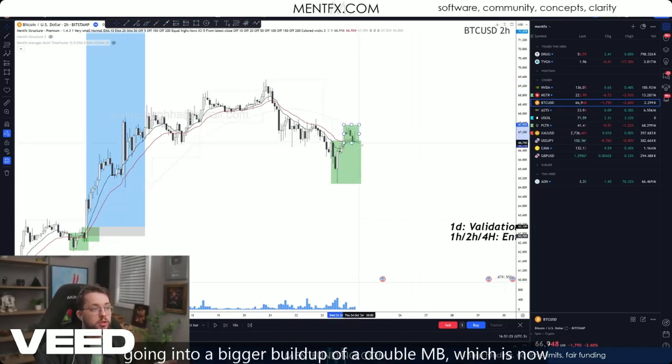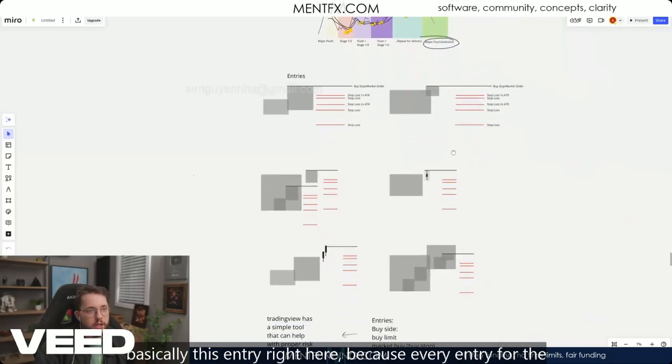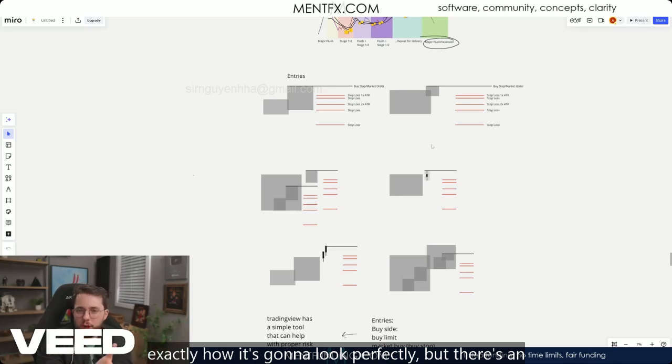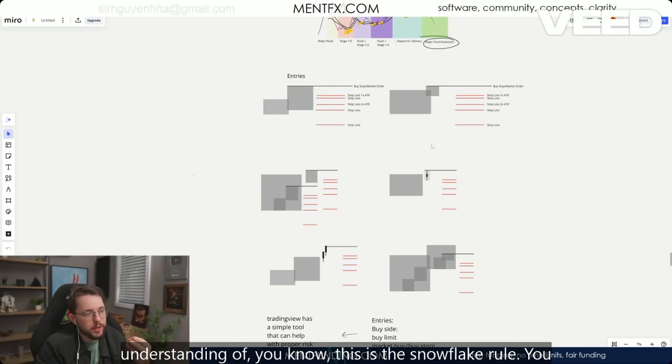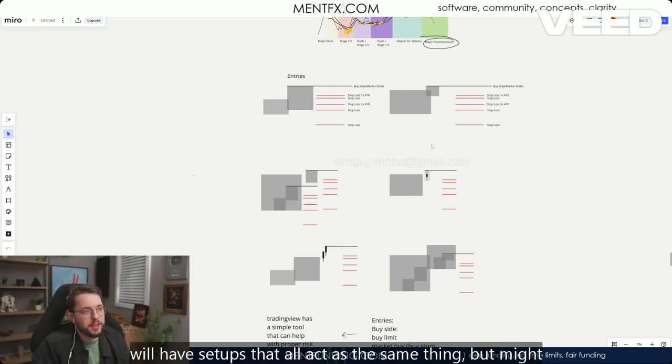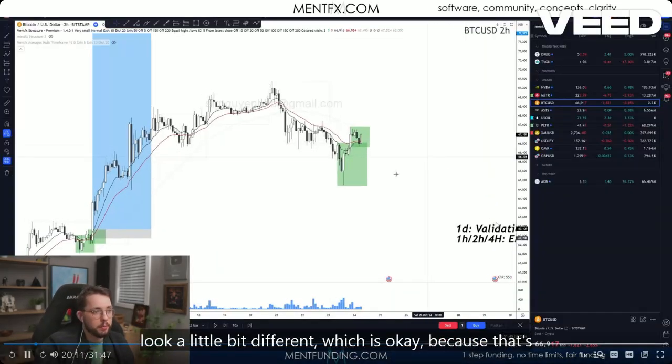And then all of a sudden you start going into a bigger buildup of a double MB, which is now basically this entry right here, because every entry for the most part fits one of these. It's just that we don't know exactly how it's going to look perfectly, but there's an understanding of, this is the snowflake rule. You will have setups that all act as the same thing, but might look a little bit different, which is okay, because that's what you are testing.